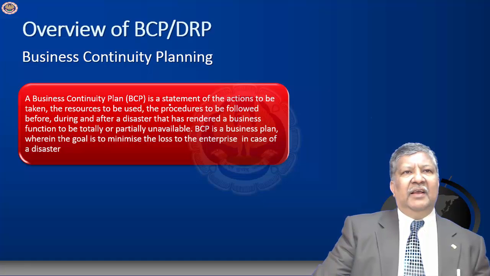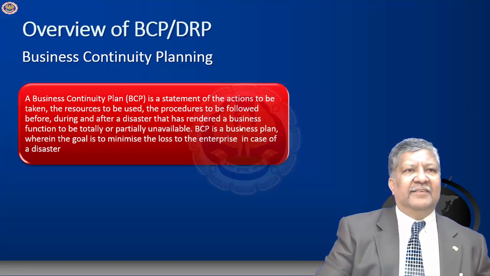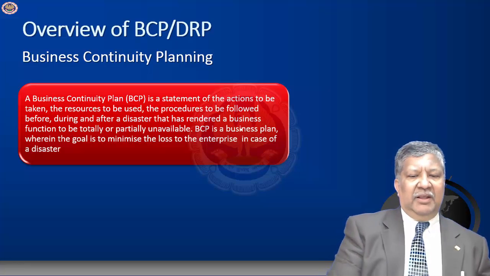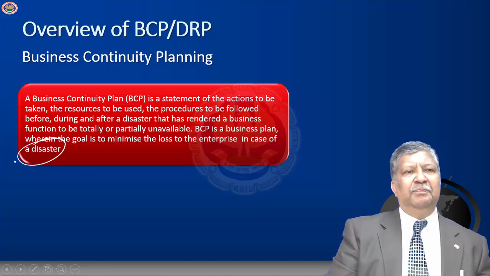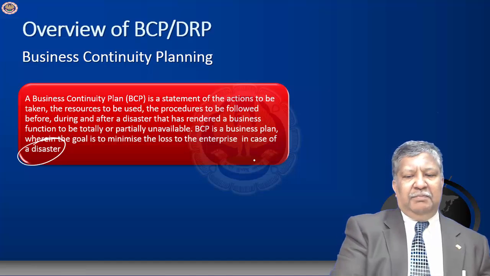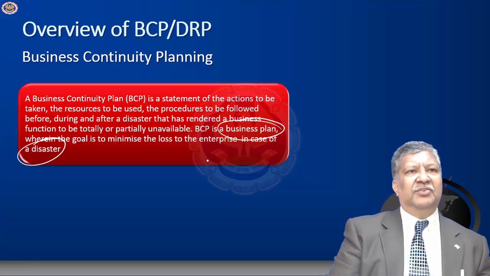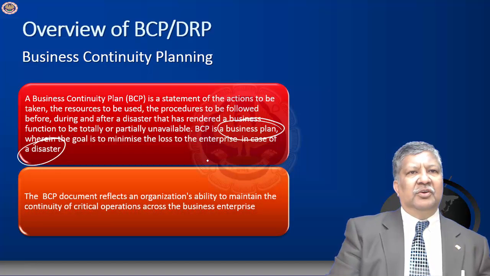A business continuity plan is a statement of the actions to be taken, the resources to be used, and the procedures to be followed before, during, and after a disaster. So the primary focus is to ensure that you've got a business plan where the goal is to minimize the loss to the enterprise in spite of a disaster. The primary focus of preparing a business continuity plan is to envisage different types of situations and prepare a plan which ensures that the business is continued despite disruptions.